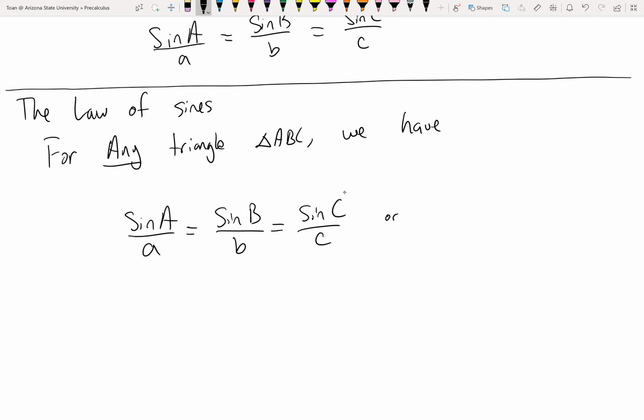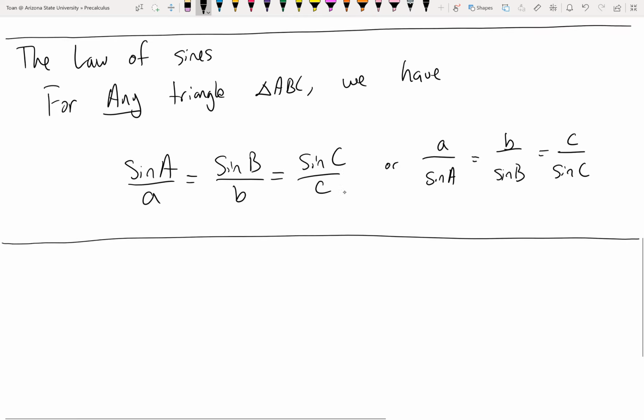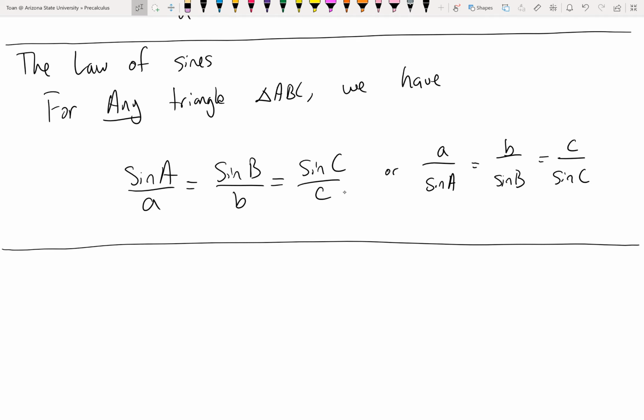Sometimes, though, we may not want the angles in the numerator. We want the side lengths in the numerator. So it's completely valid to flip these fractions as long as you're consistent. You can have little a over sine A, little b over sine B equals little c over sine C. So that's what you typically find when you Google law of sines or read math textbooks. I like to understand it verbally in written form because the concept is more important than just blindly memorizing formulas.